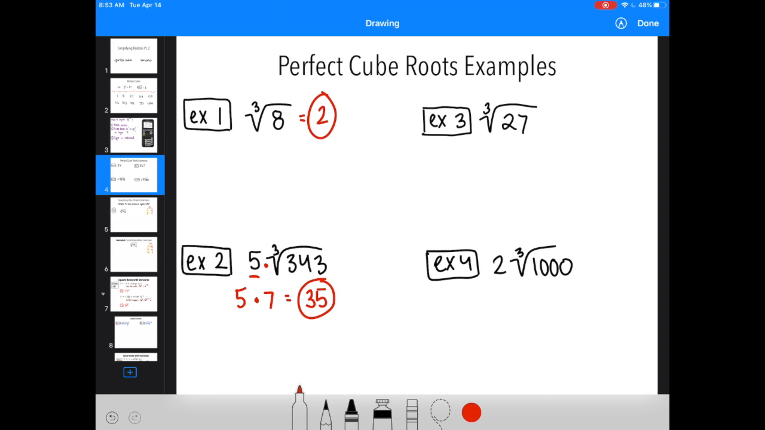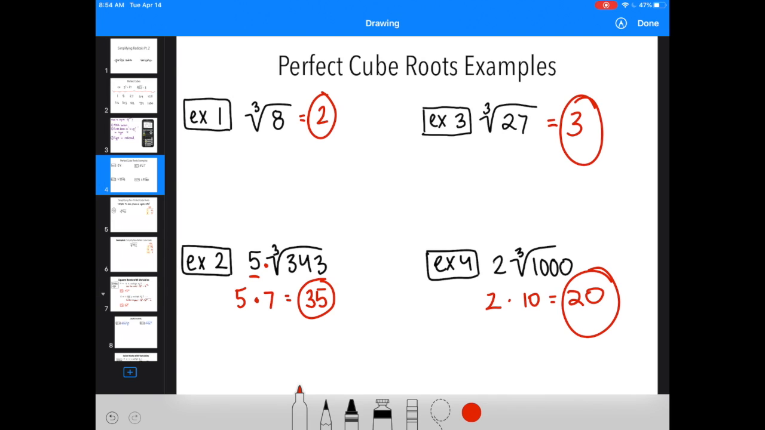Okay, example 3, I'm going to take the cube root of 27, and that gives me 3. If you want to check yourself, take 3 times 3 times 3, and that equals 27. Okay. And example 4, I'm going to take 2 multiplied by the cube root of 1,000. The cube root of 1,000 is 10. 10 times 10 times 10. When I take 10 times 2, that gives me 20. Okay, so not too shabby.